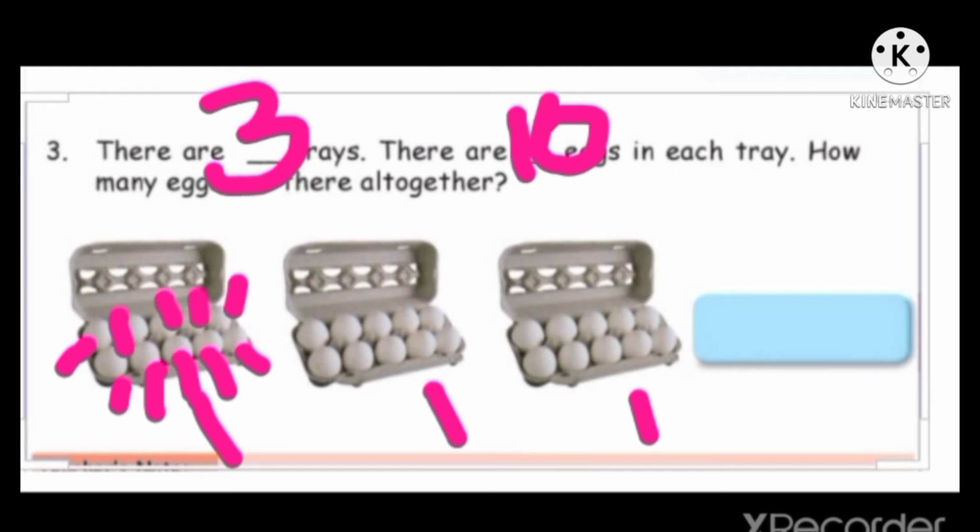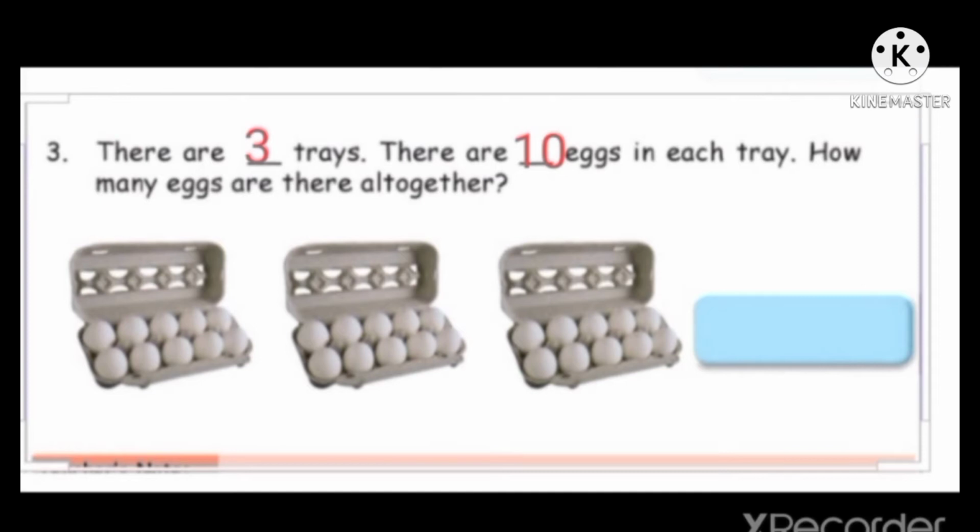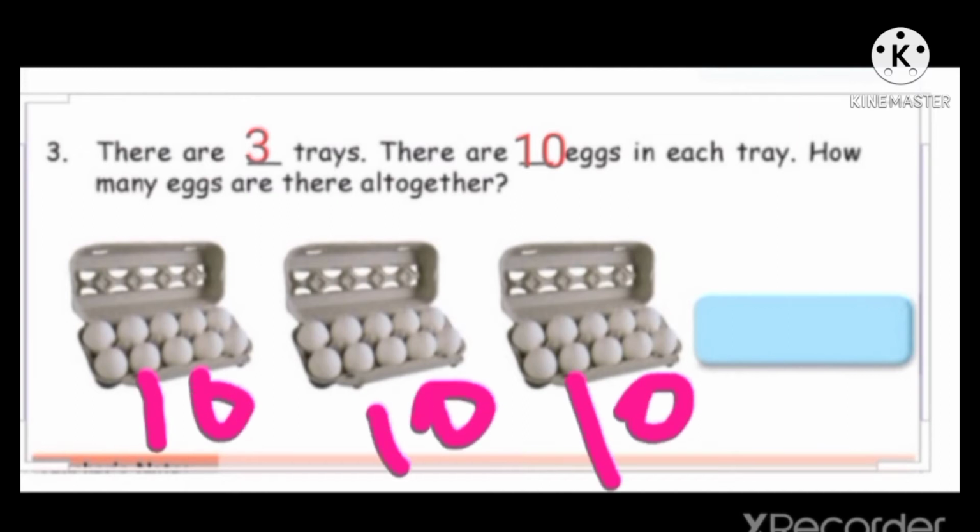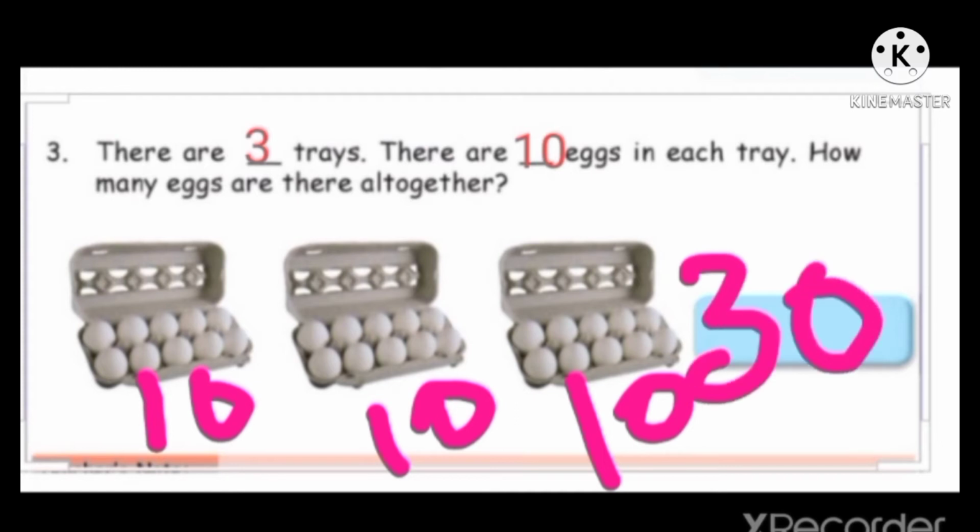How many eggs are there altogether? So each tray has 10 eggs. Here 10, here 10, here also 10. 10 plus 10, 20. 20 plus 10, 30. So total number of eggs 30. So the answer is 30.